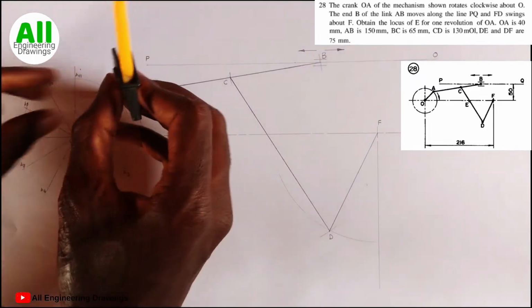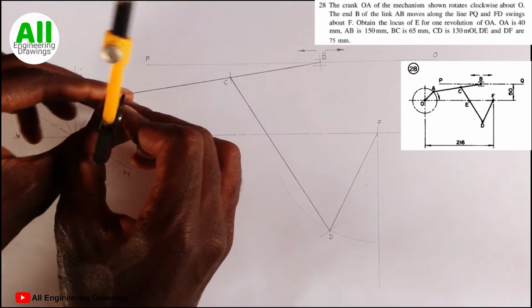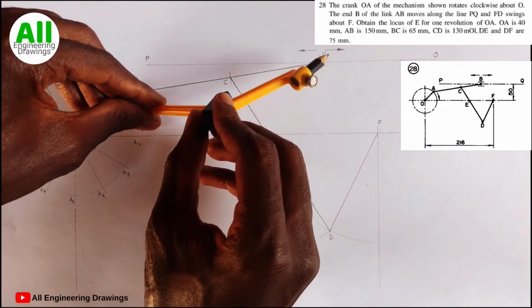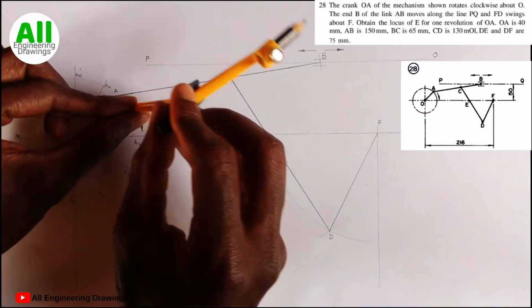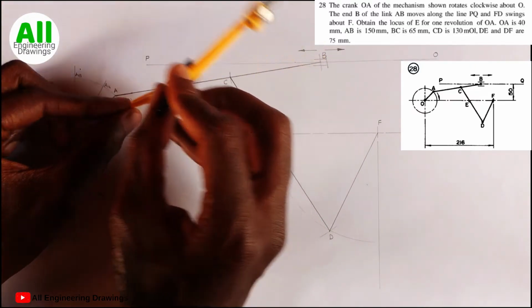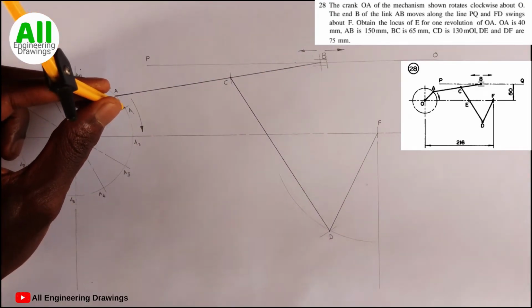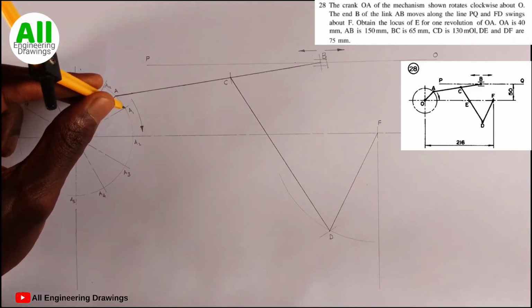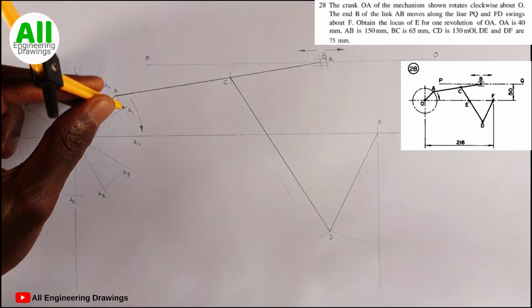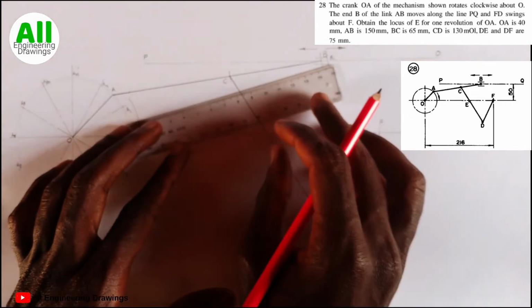Then I will place my compass on point A1. Then I will cut an arc on this my line. The point where the arc cut through my line, I will call that point B1. So I will draw a line from point A1 joining B1.